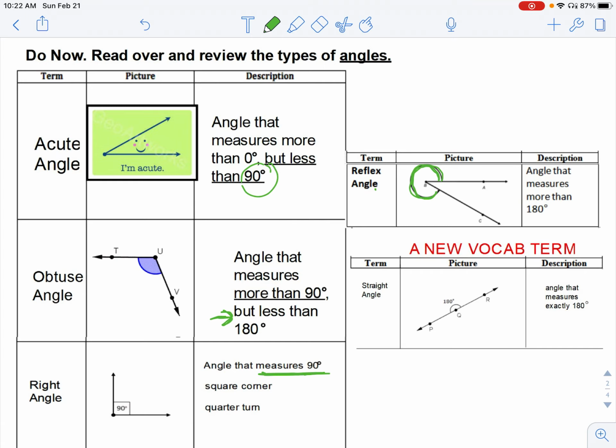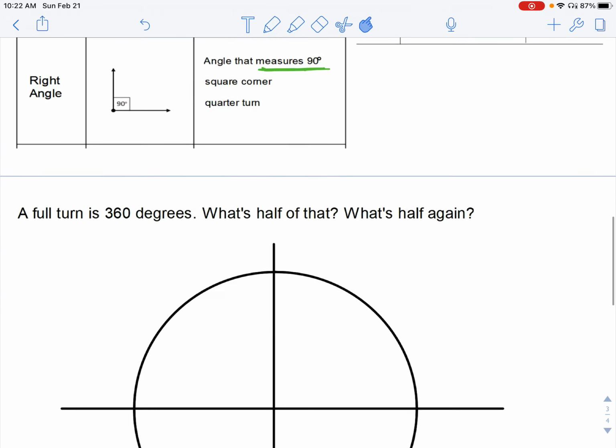Okay, and then this is a new vocab term, and the name really fits the picture. A straight angle, say it with me, straight angle. And if you picture that, right, it's an angle that falls on a straight line, and it measures exactly 180 degrees. So now let's explore these degree measurements a little bit more.